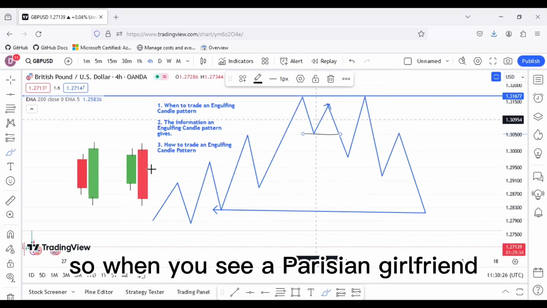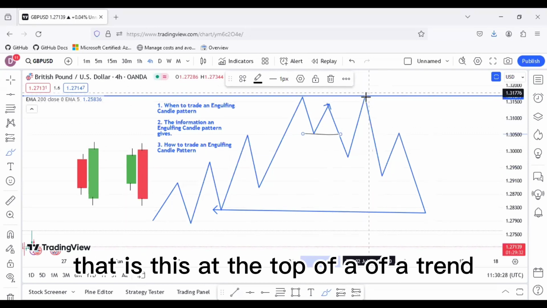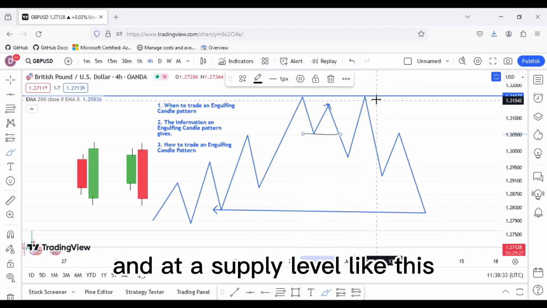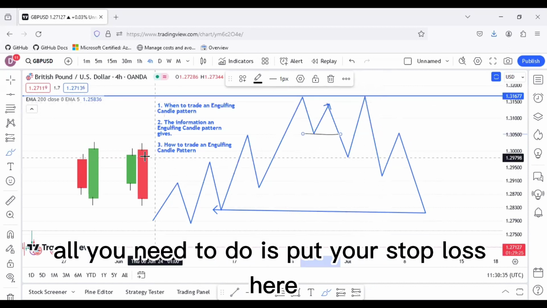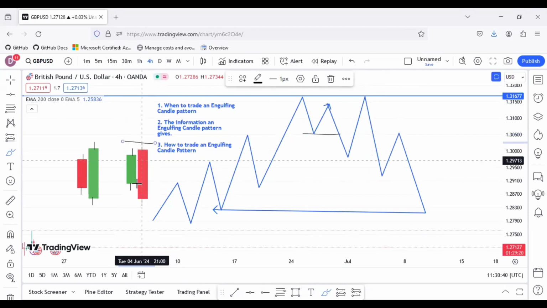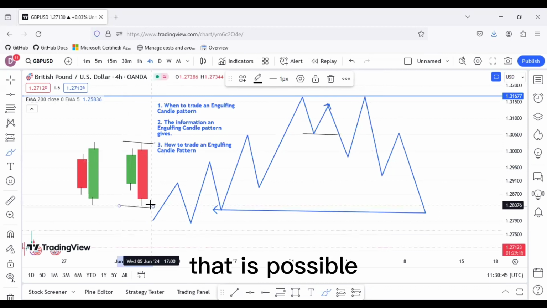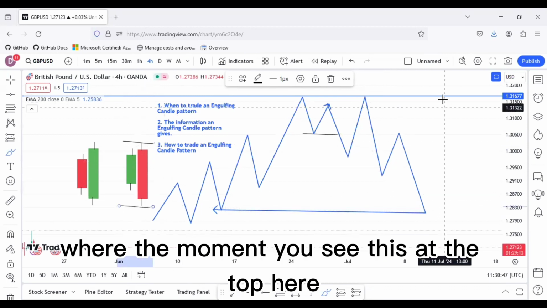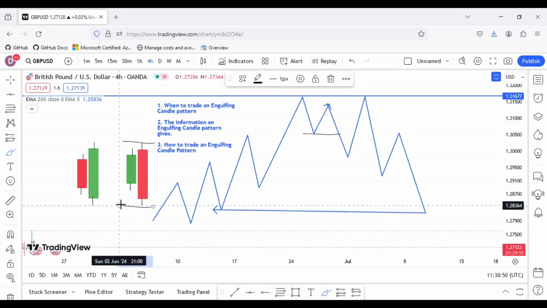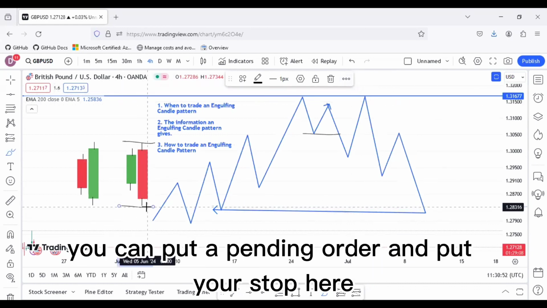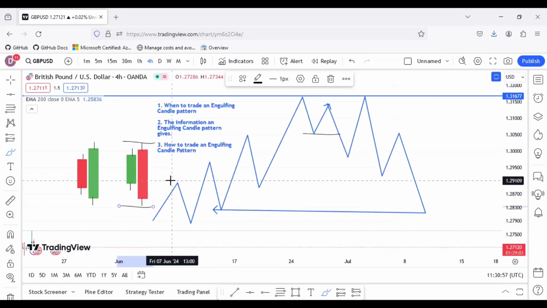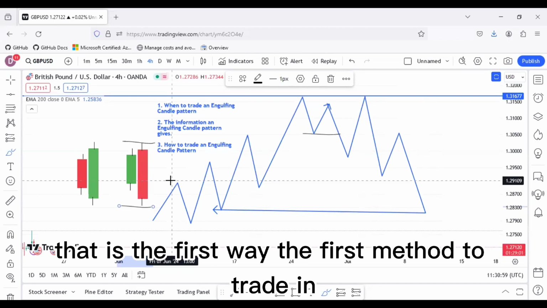So when you see a bearish engulfing, that is this, at the top of a trend and at a supply level like this, all you need to do is put your stop loss here, then your entry here. That is the first way. The moment you see this at the top here, put your entry here. You can put a pending order and put your stop here.